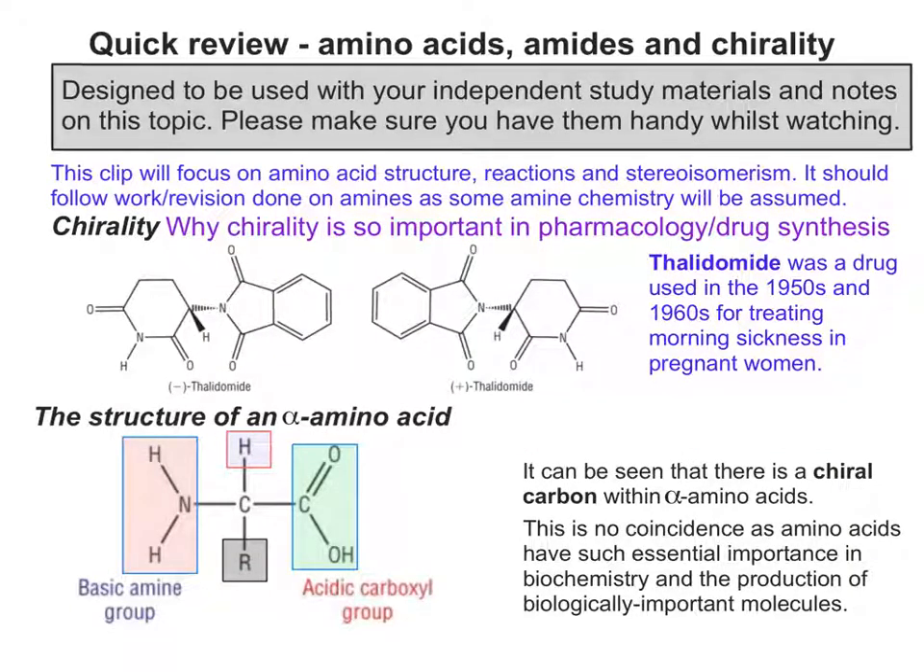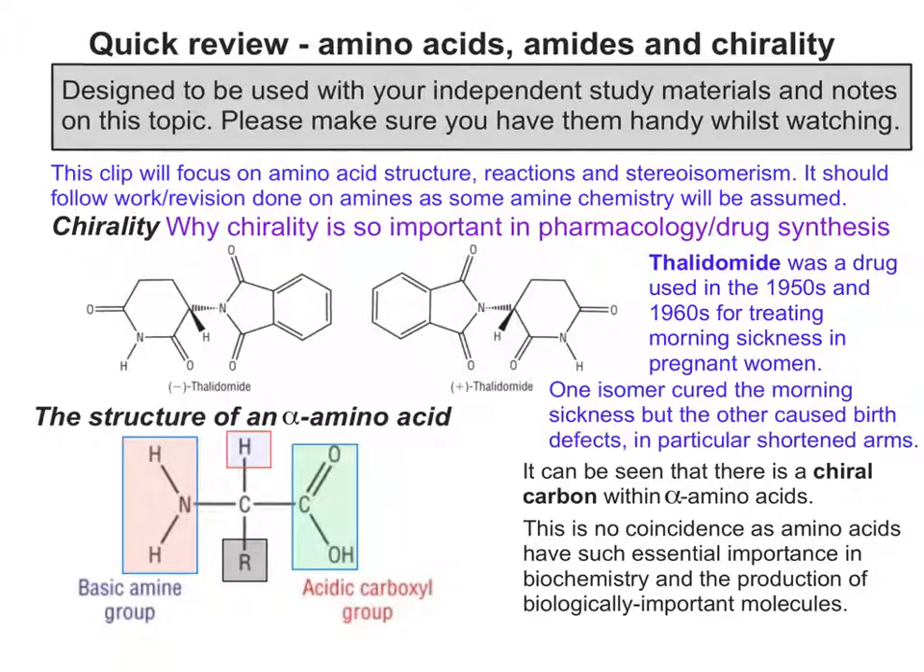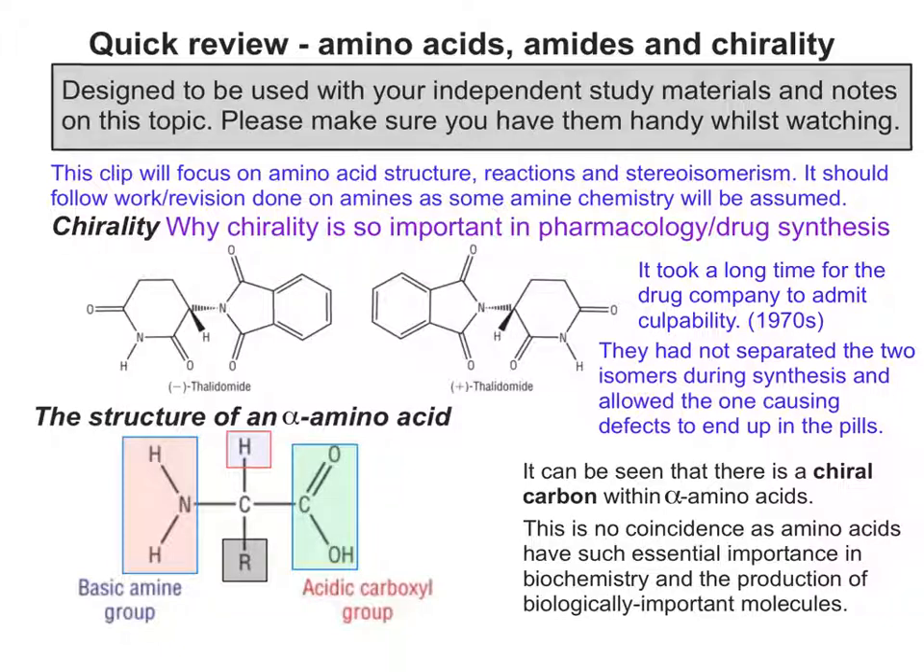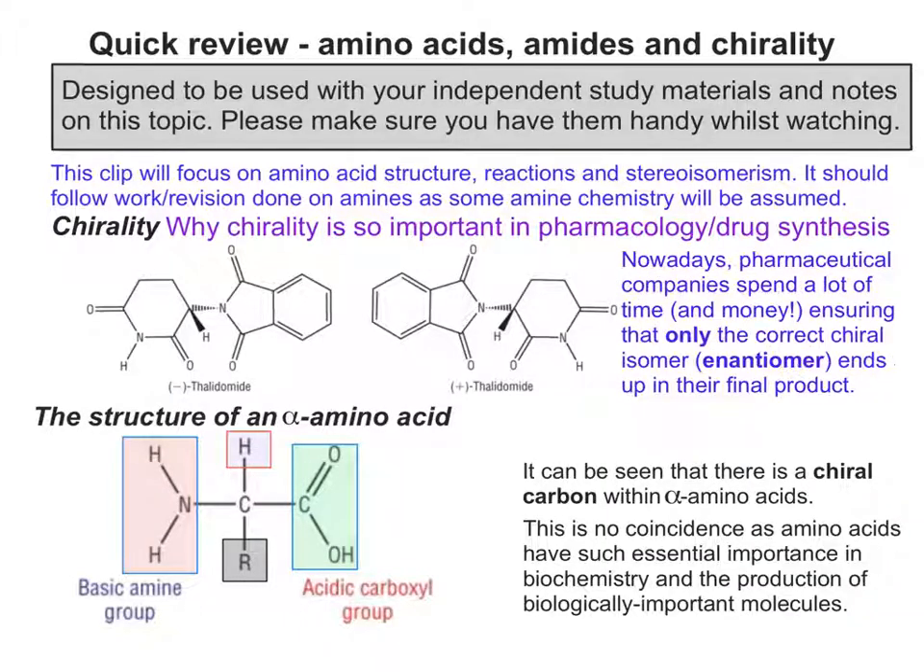And just to illustrate the importance of chirality in pharmaceuticals, you may have heard of a drug called thalidomide. There was a major scandal in the 1950s and 1960s when this drug was widely prescribed for morning sickness in pregnant women. One isomer cured the morning sickness, but the other caused birth defects, in particular shortened arms. It took a very long time for the drug company that developed this drug to admit culpability. So nowadays, drug companies spend a lot of time ensuring that the correct chiral isomer, known as an enantiomer, ends up in their final product.